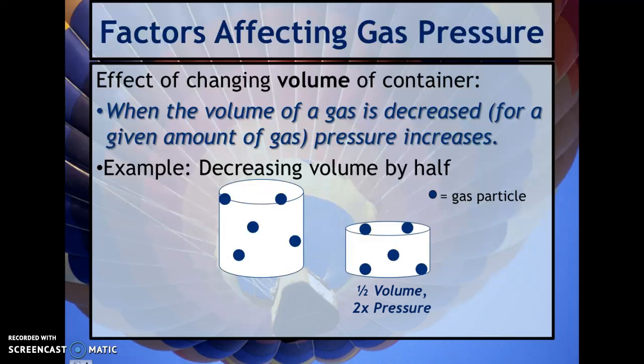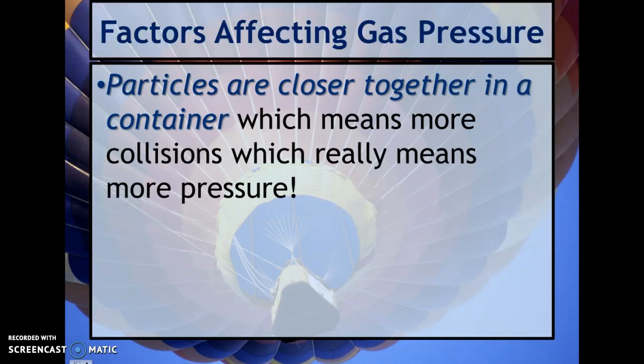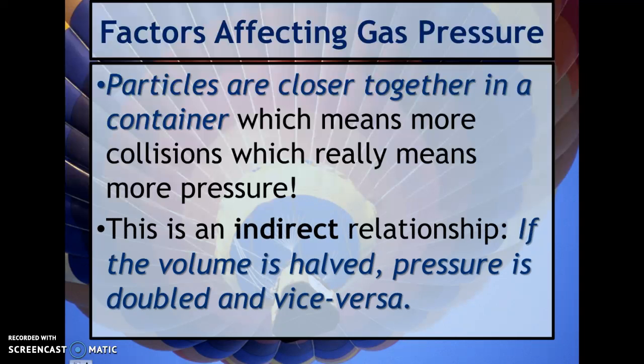If you said that the pressure would increase, you are correct. The gas has 1/2 of the volume to move around in, or 1/2 the space, therefore the pressure will double. The particles are closer together in the container, which means more collisions, which really means that there's more pressure. This is an indirect relationship. If the volume is halved or decreased, the pressure is doubled, that means increased, and vice versa. Remember, when two variables are such that one goes up and the other goes down, it's called an indirect relationship.